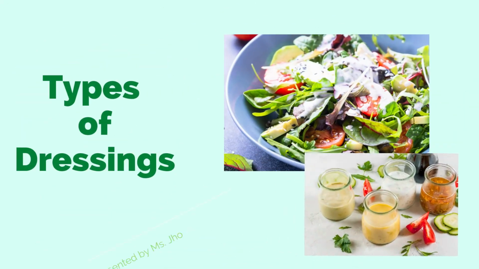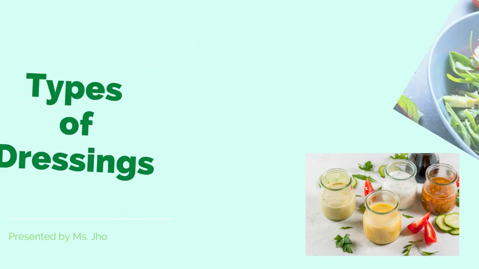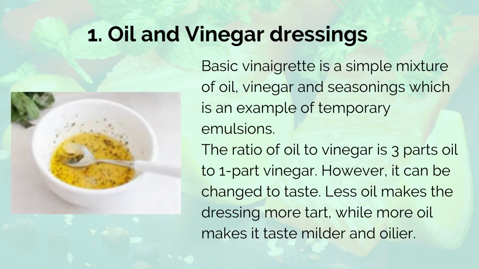So now, let us discuss the types of dressings. The first one is the oil and vinegar dressings. Basic vinaigrette is a simple mixture of oil, vinegar, and seasonings, which is an example of temporary emulsions. The ratio of oil to vinegar is 3 parts oil to 1 part vinegar. However, it can be changed to taste. Less oil makes the dressing more tart, while more oil makes it taste milder and oilier.